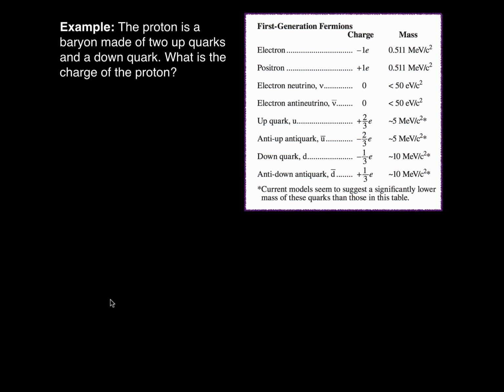Next we have the proton. The proton is a baryon made of 2 up quarks and a down quark. What is the charge of the proton? The proton is made of up, up, down. The charge of the up quark is 2/3 the elementary charge.